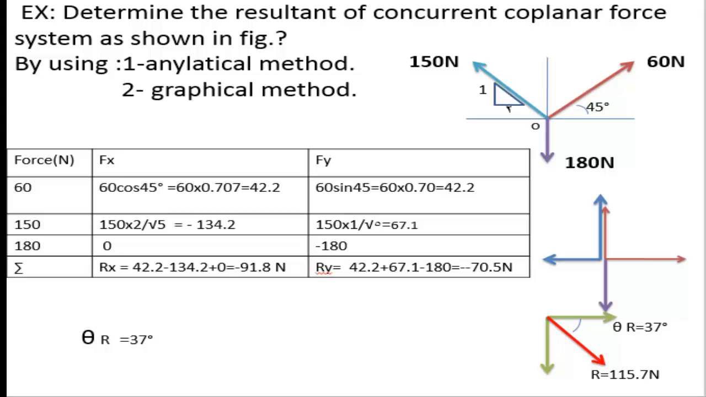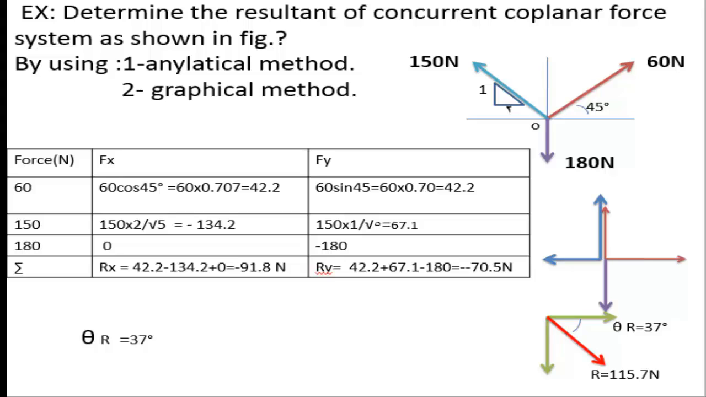For the force 150, Fx of it will be 150 times 2 over the square root of 5, and it will be equal to minus 134.2.